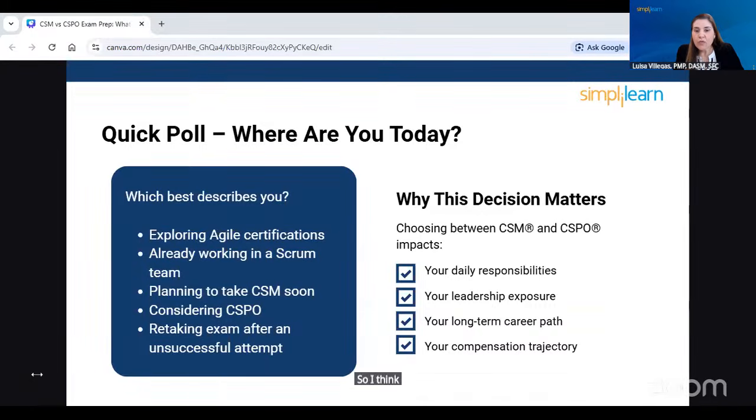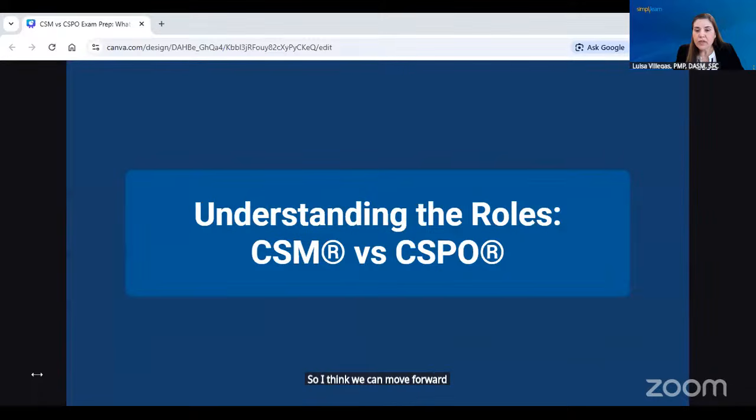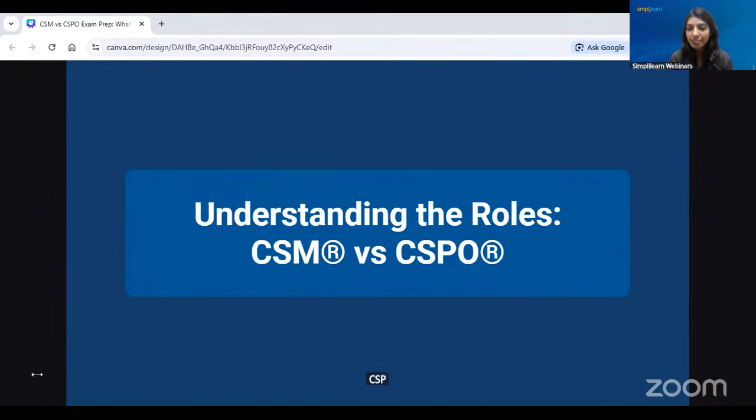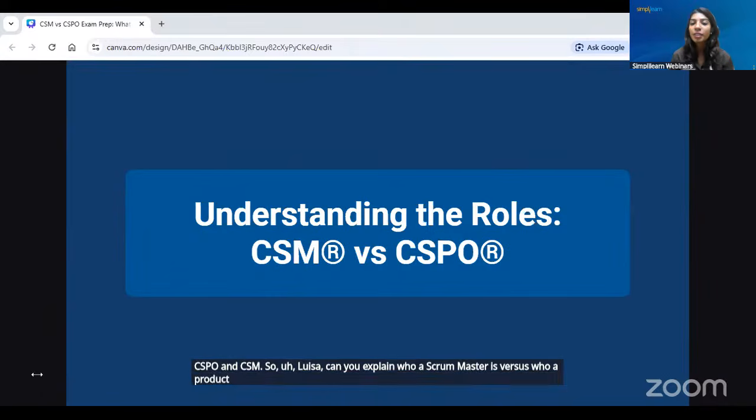So I think we can move forward, Shweta. Yes. So the next part is mostly about understanding the roles. And now that we have a lot of people, a few of them actually freshers, who have messaged us on YouTube and LinkedIn, they would also require some clarity around CSPM, CSPO and CSM. So, Luisa, can you explain who a Scrum Master is versus who a product owner is so they can have clarity around these roles?